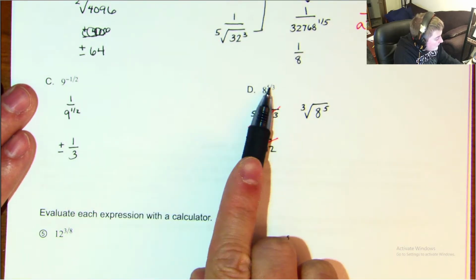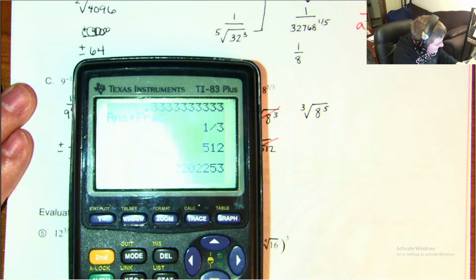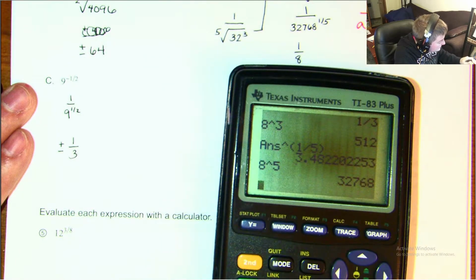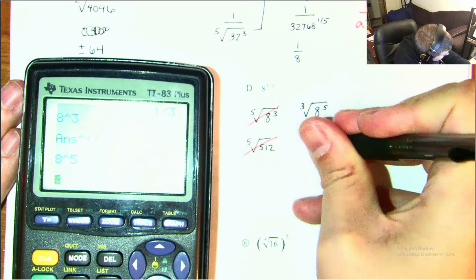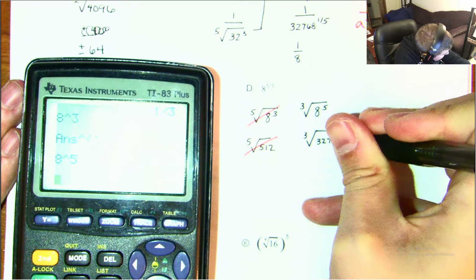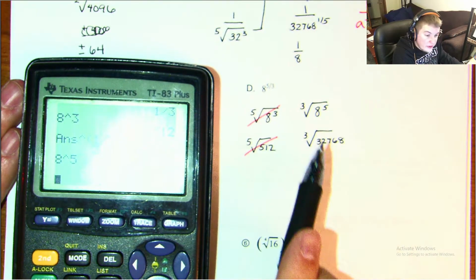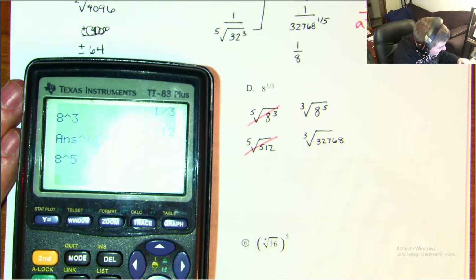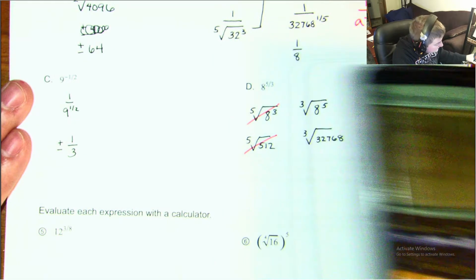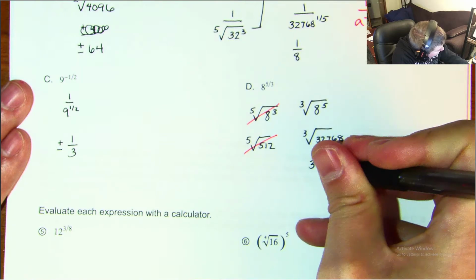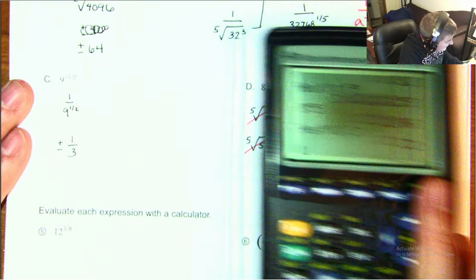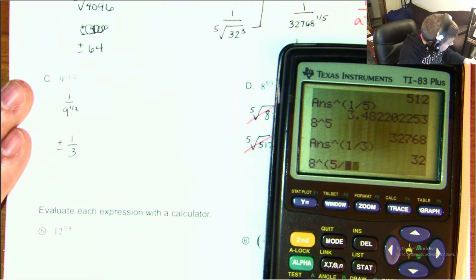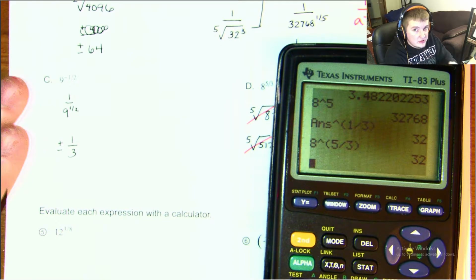I'm taking the 3rd root of 8 to the 5th power. So I need to take 8 to the 5th power first to get 32,768. Again, we get the 3rd root of 32,768. Taking the 3rd root of that is the same as taking this number to the 1/3 power, and here I would just get 32. I'm taking an odd root, so I'm only going to have one answer. Now we can check this and see that we did get 32, so that's fantastic.